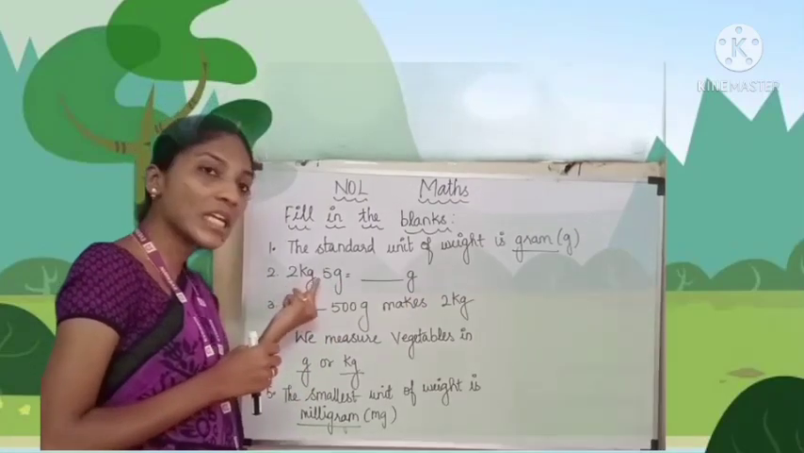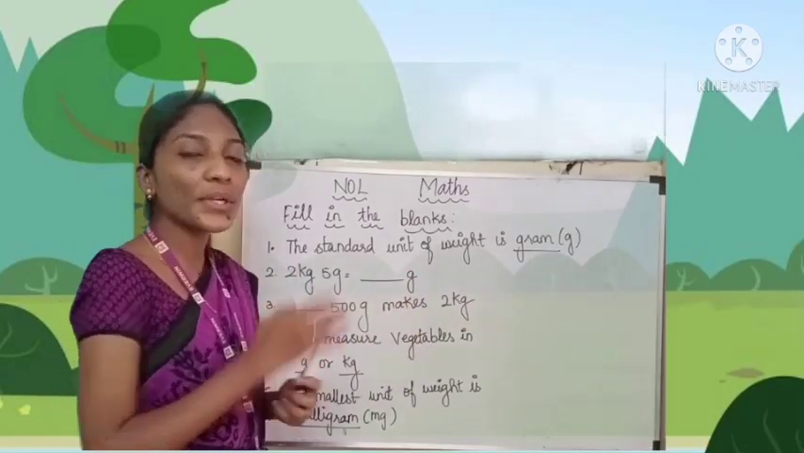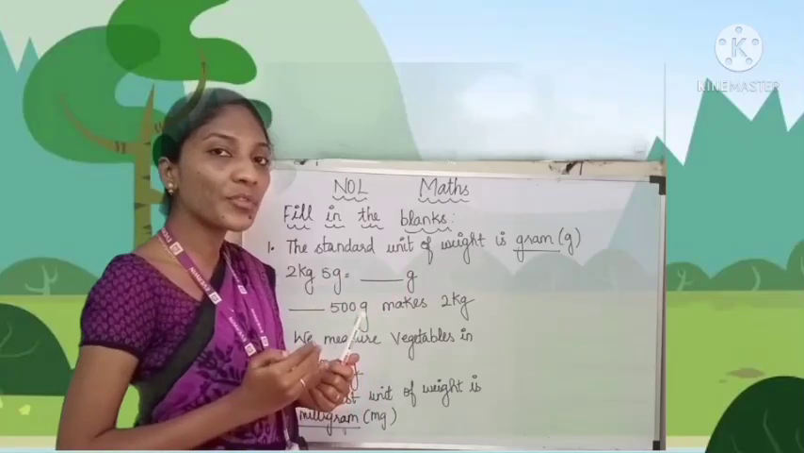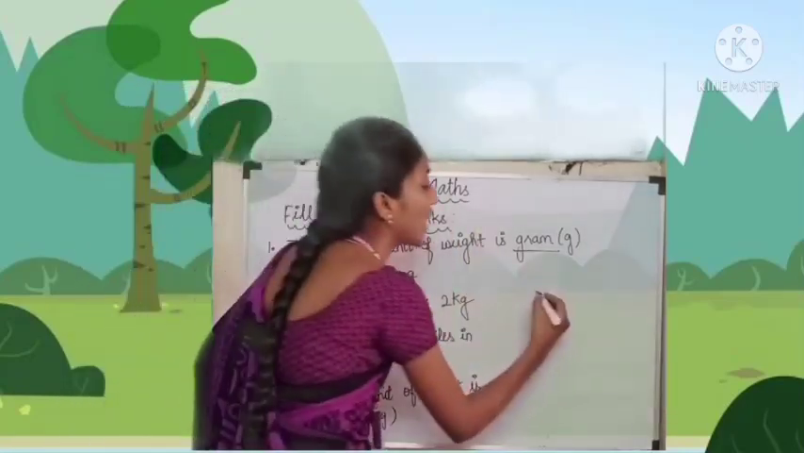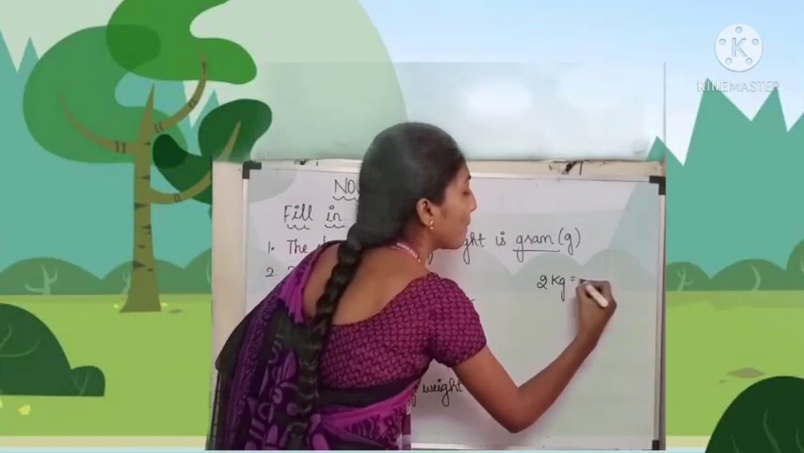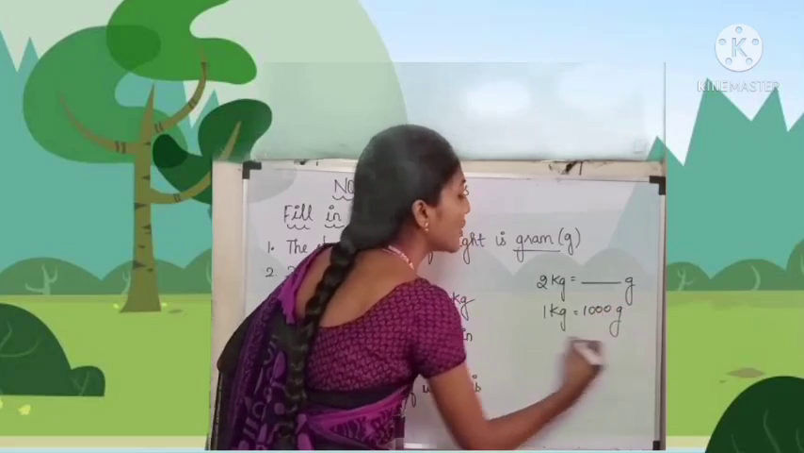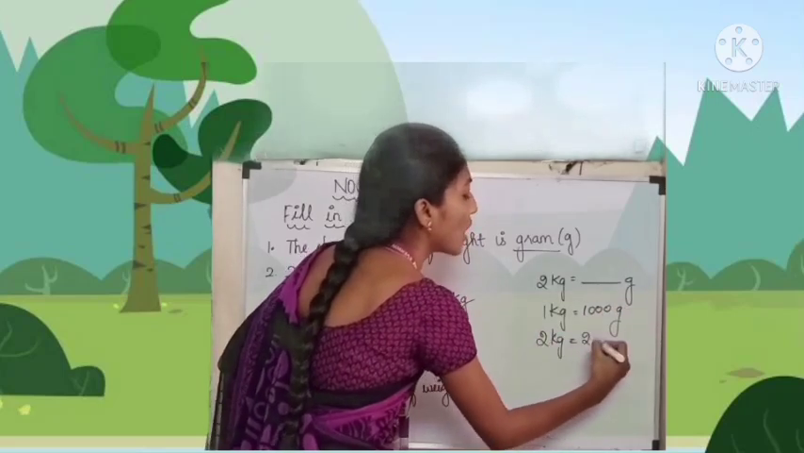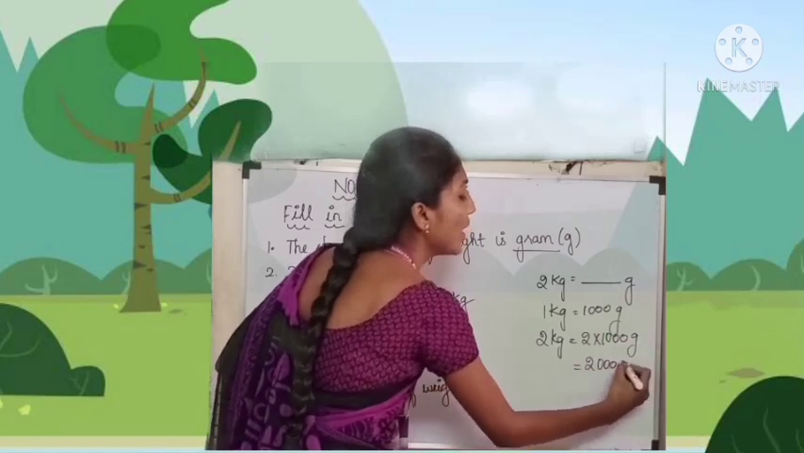So 2 kg, kg to gram. That is big to small. When you are going to convert from big to small, you have to use the operation multiplication. So 2 kg in gram. 1 kg is 1000 gram. So 2 kg is what, children? 2 into 1000 gram is equal to 2000 gram.